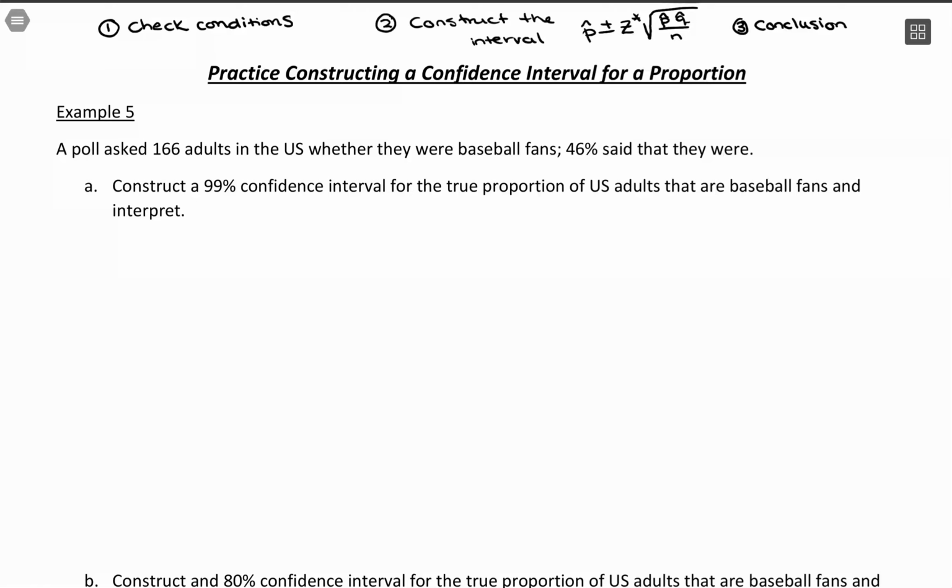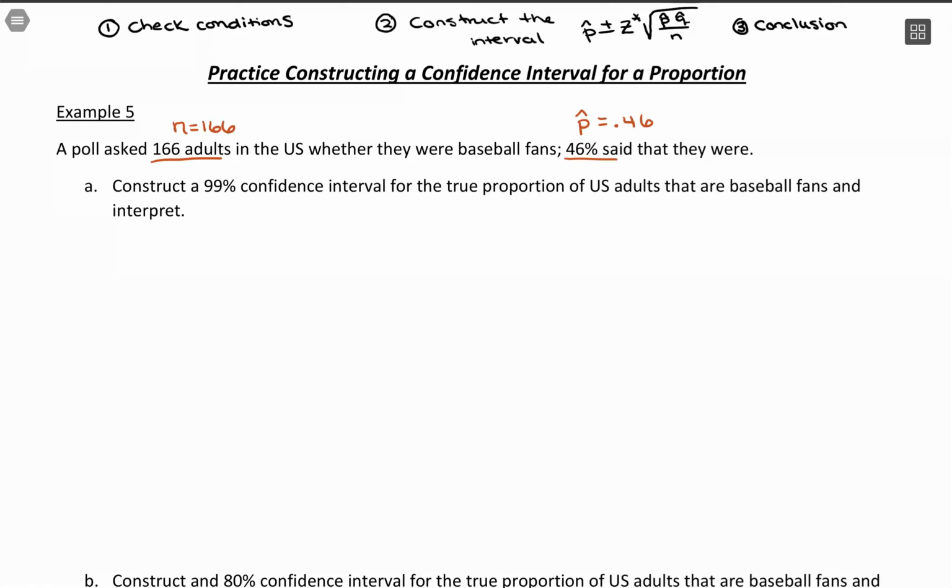All right, so we have a poll that asked 166 adults in the US whether they were baseball fans, and 46% said that they were. So we have a sample size of 166, and from that sample we got this sample proportion of 0.46. Now, just to bring in something that we talked about with sampling distribution of proportions, and I want to emphasize it here as well.